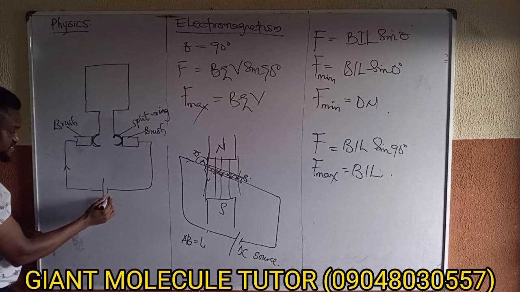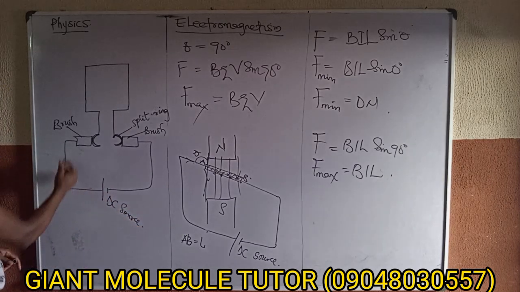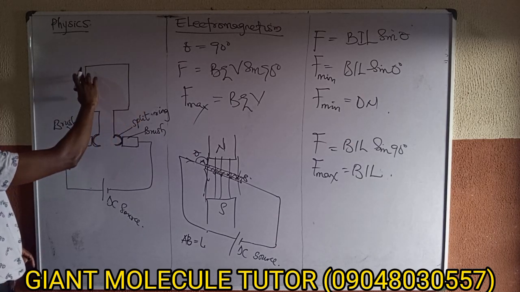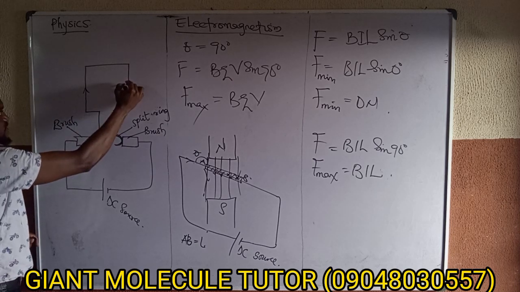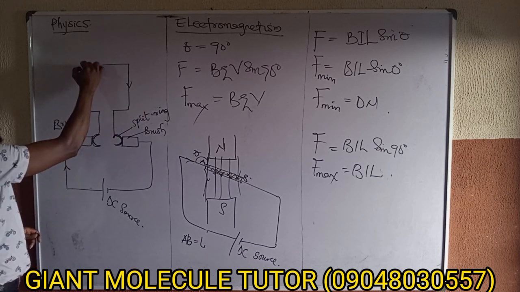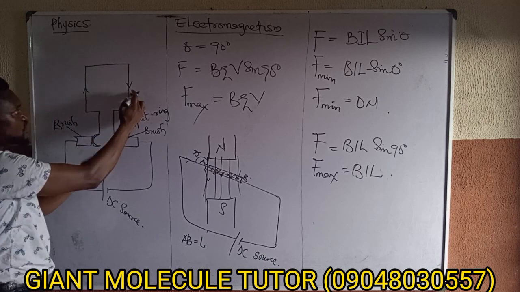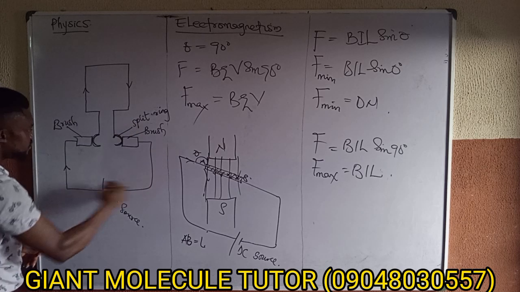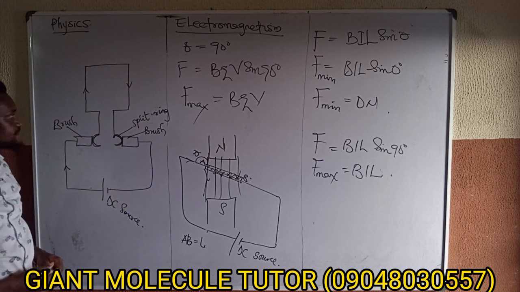Now, this is the DC source. When the current enters here, then what will happen? You are going to see, this is the direction of the current here. On getting here, the current moves in this very way. So the current here is moving upward in this part of the conductor. It moves downward in this part of the conductor. So the current moves in this way continuously.